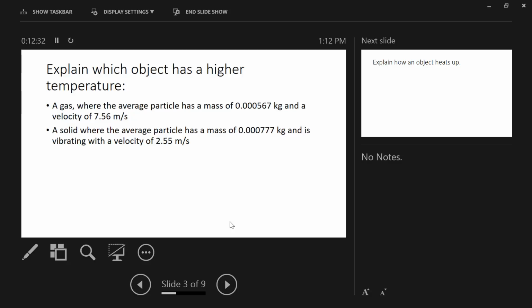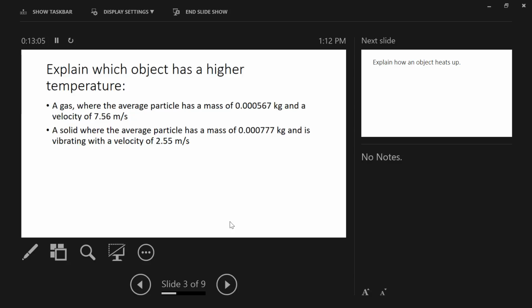Of object A? 7.56 meters per second. Object B is our solid. Our mass is a bit higher, 0.000777 kilograms. And our velocity is a bit lower, average velocity, 2.55 meters per second. And we're saying, okay, well, explain which object has a higher temperature.